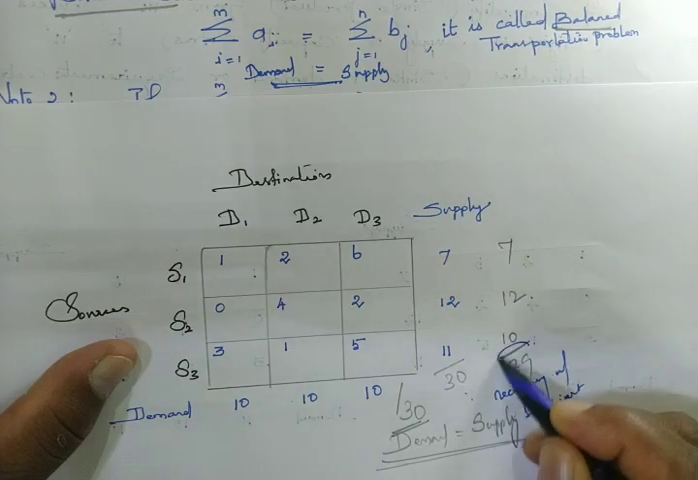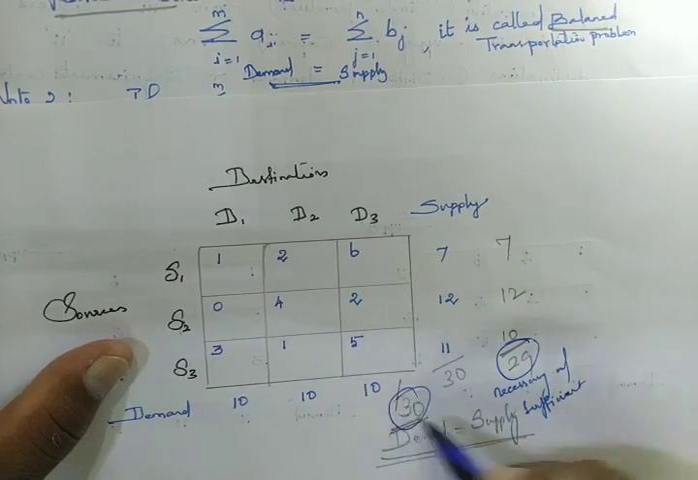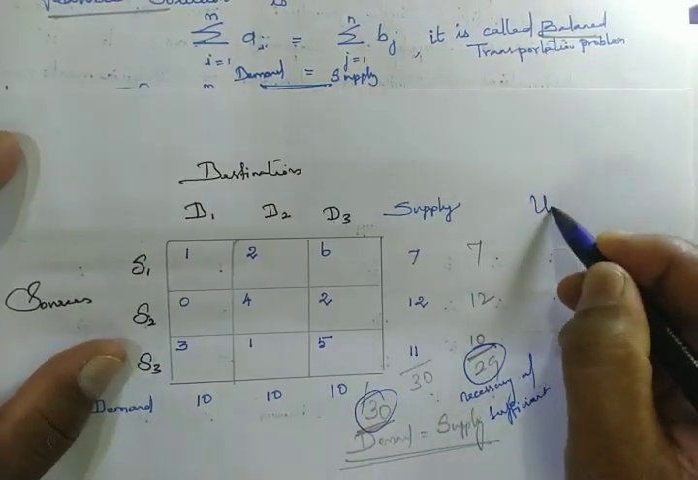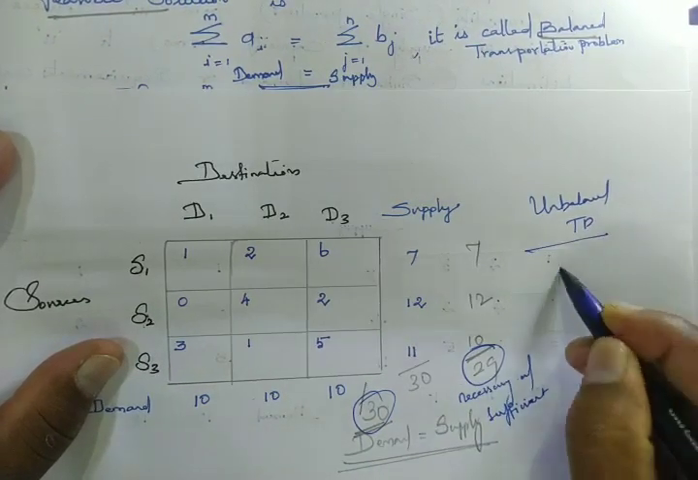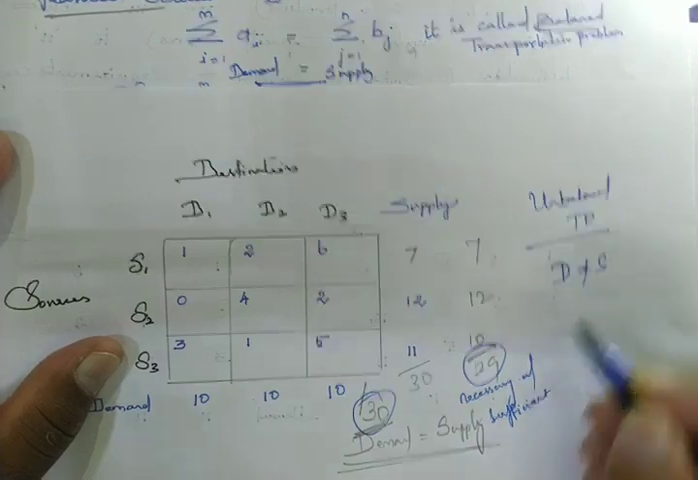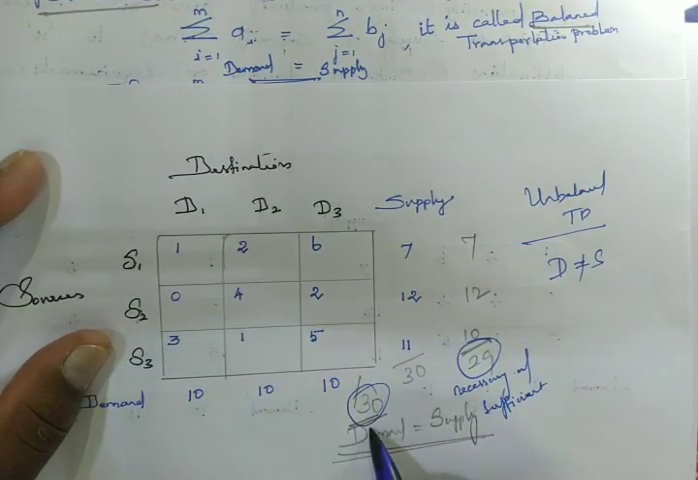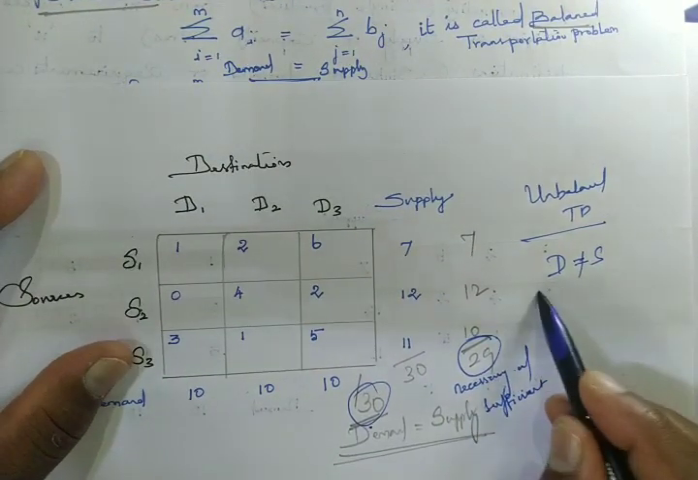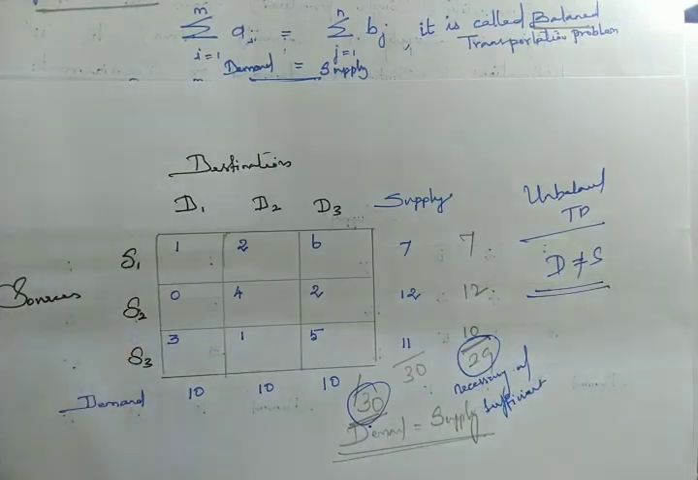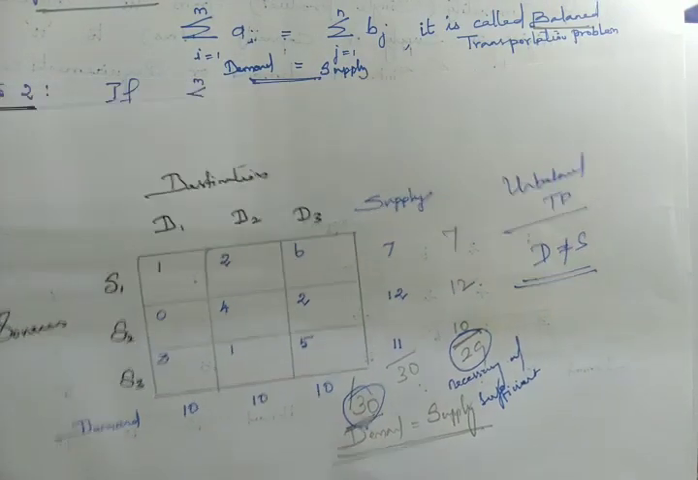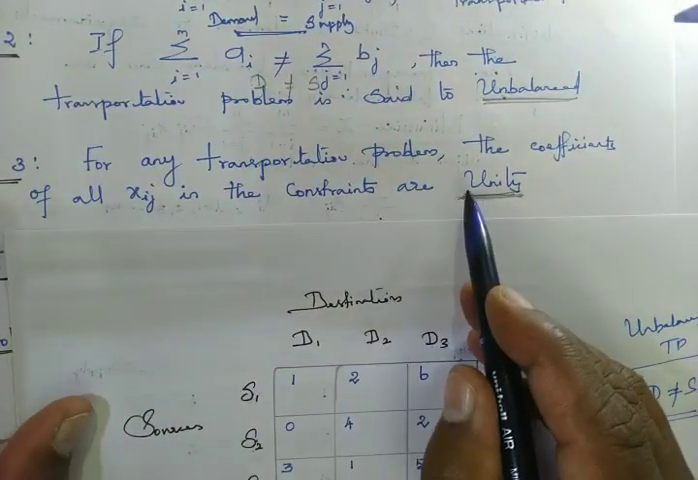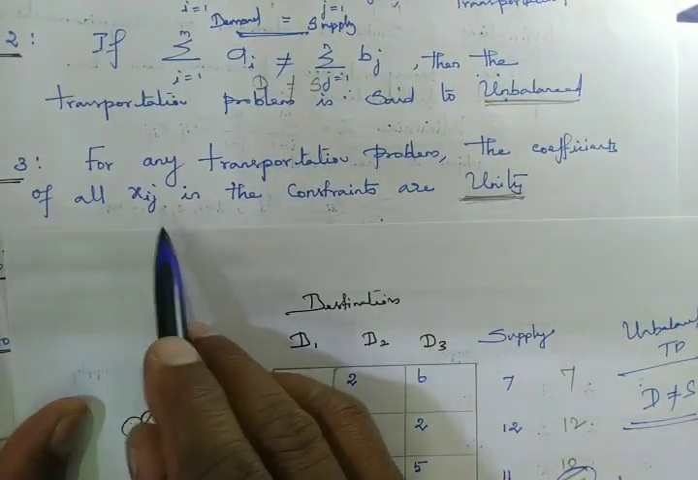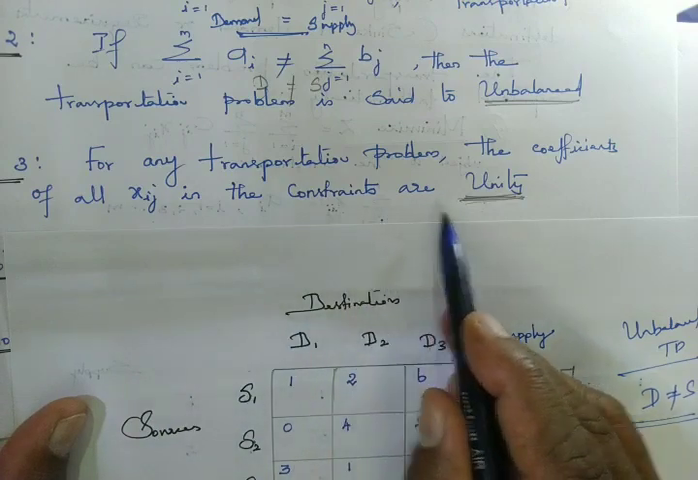Here 29, and here 30. In an unbalanced TP, demand is not equal to supply. The example sum is 30 here and 29 there. If this comes, you can say it is an unbalanced transportation problem. Now, for any transportation problem, the coefficients of all xij in the constraints are unity.